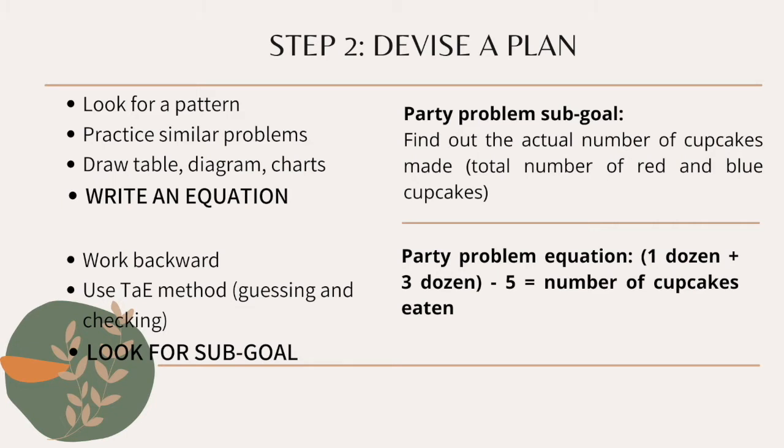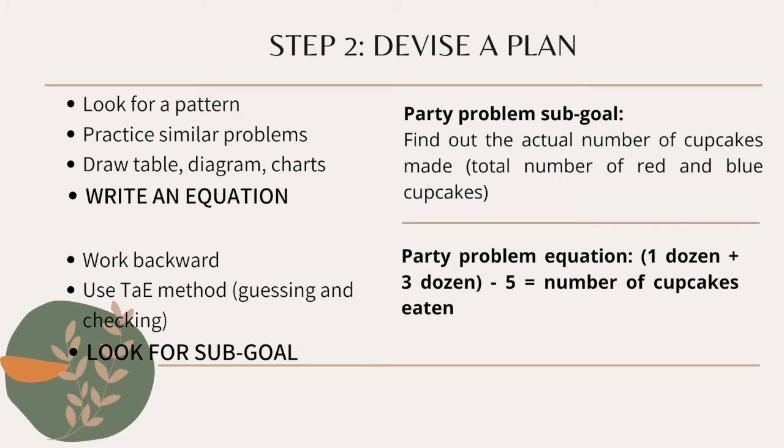In devising a plan, here are some tips. You may look for a pattern, practice similar problems, draw a table, diagram, or chart, or even write an equation. In some problems, we may have to work backwards in order to identify what is asked. We also have the trial and error method, which is basically guessing and checking. Lastly, we can look for a sub-goal.